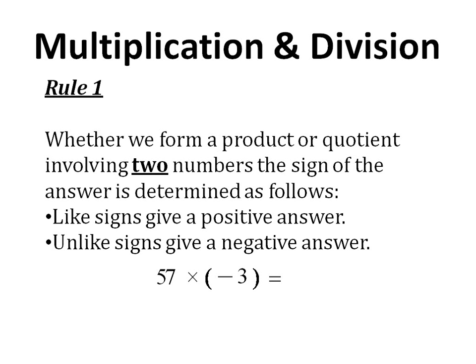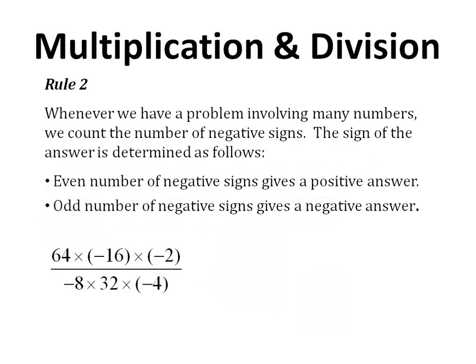57 to be divided by a negative 3. The signs are different, 57 being a positive number and 3 being negative. Unlike signs, the answer is going to be negative. So our answer is a negative 19.